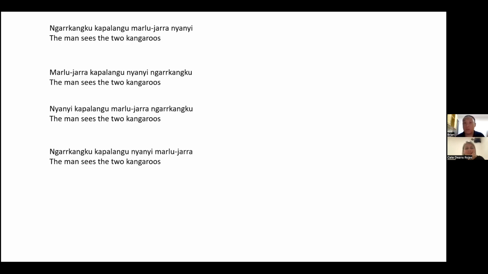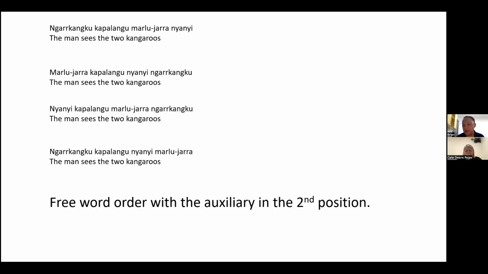There's no ambiguity because of two things. The auxiliary is always in the second position. The second word will always tell you who does what to whom. And then all the nouns will have a case suffix. And of course, the verb is unique. It has the verb suffix. So you know which is which. All right. So that's how the system works.